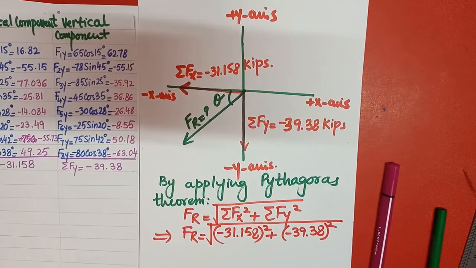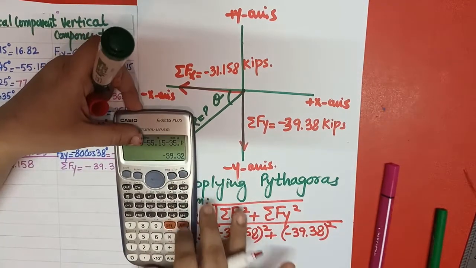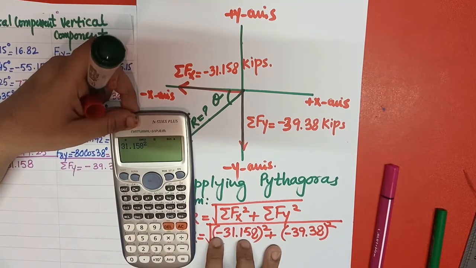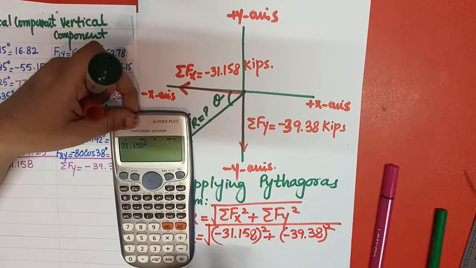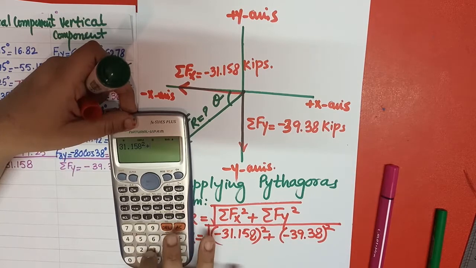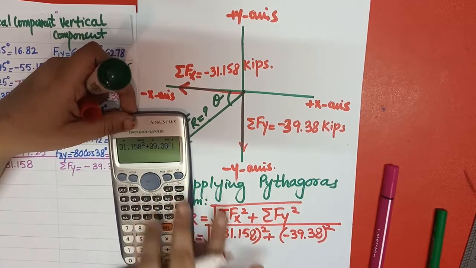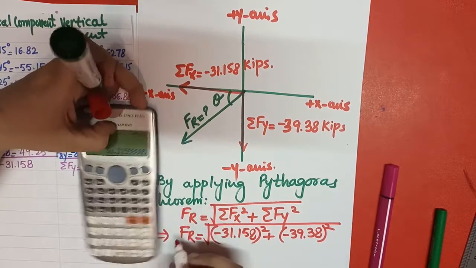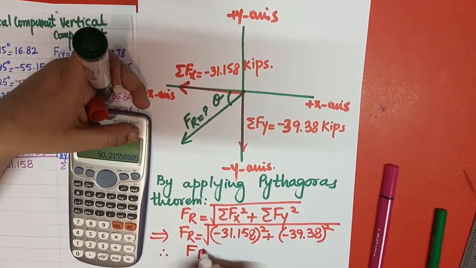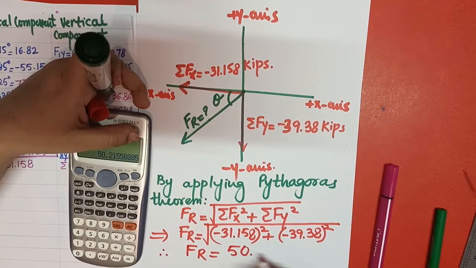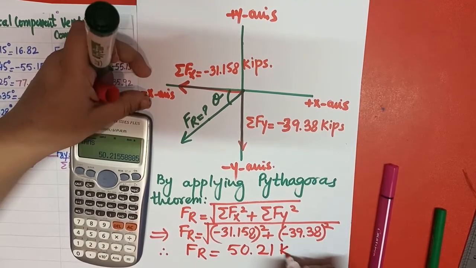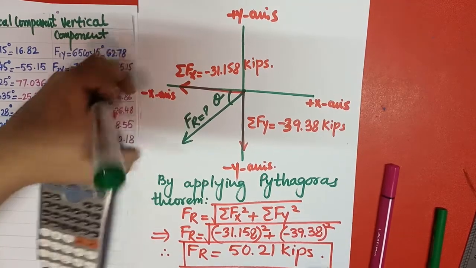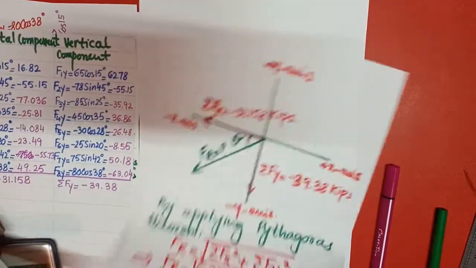So what I have to do next? I have to calculate with the calculator. So this is 31.158 squared because this minus will become positive due to the square. So I am just taking the positive values, and I am taking the square root of the answer, and the answer will be Fr is equal to 50.21 and it is in kips.